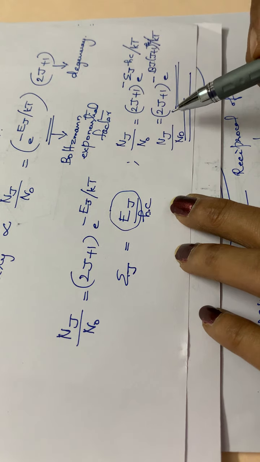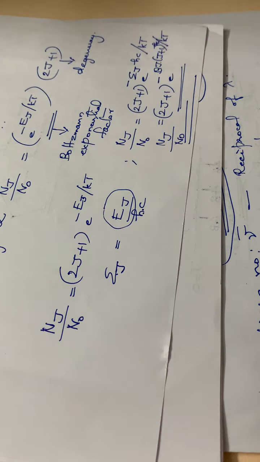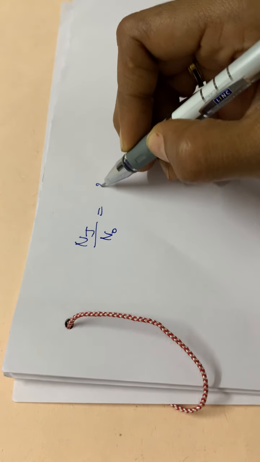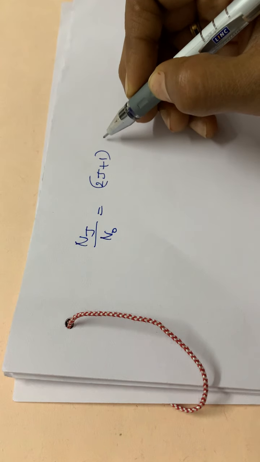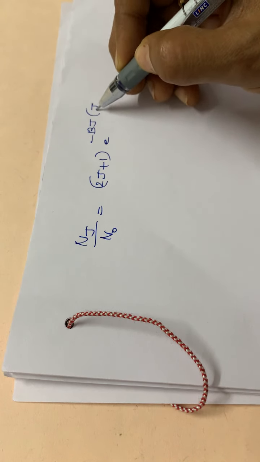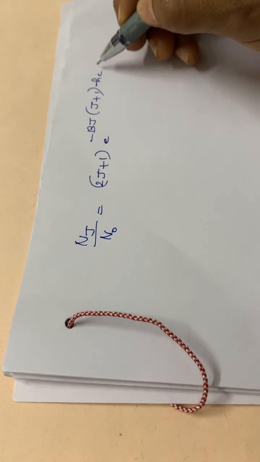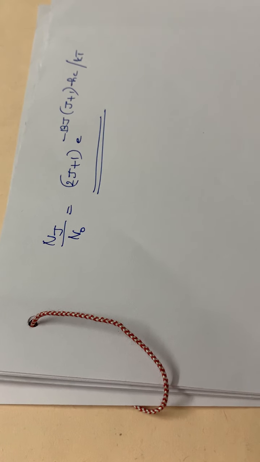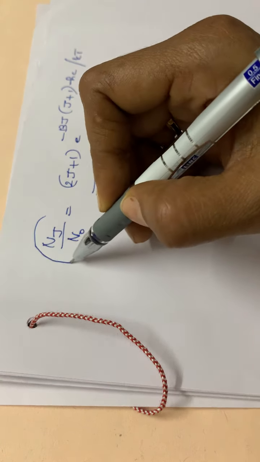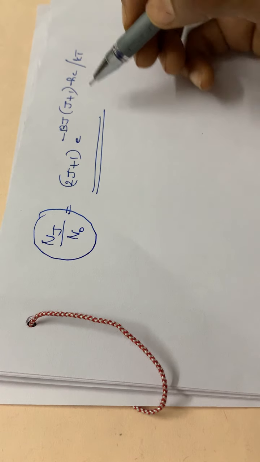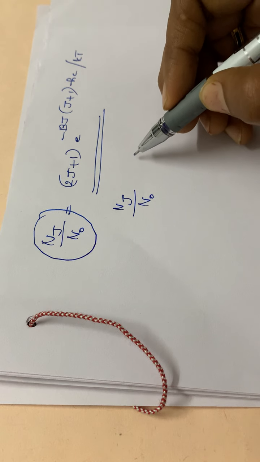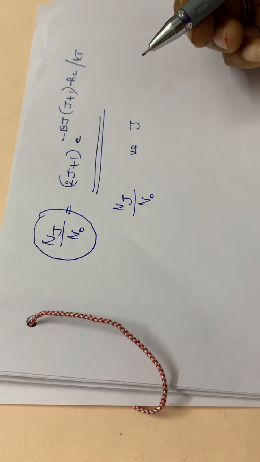I will write the equation once more, as it is somewhat messy there. Nj by N0 is equal to 2J plus 1 into e raised to minus B into J plus 1 into Hc divided by Kt. Okay, so this is the intensity of the spectral lines. And again we are plotting a graph of Nj by N0, that is the intensity, against J for a rigid diatomic molecule.